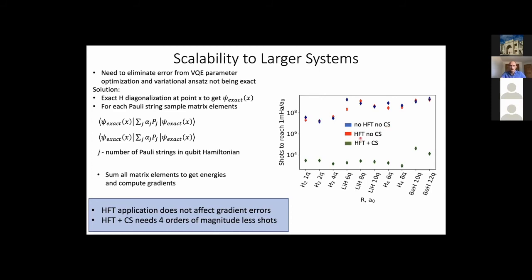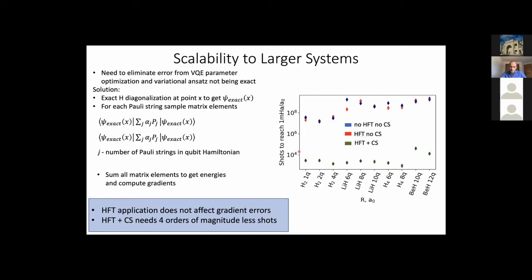The red one is where we apply the Hellmann-Feynman theorem, but no correlated sampling, and the green one is when we apply the correlated sampling technique. And these are the number of shots to reach 1 millihartree per Bohr accuracy. As you can see, there is no difference between the brute force and Hellmann-Feynman approaches in terms of shots required to reach this accuracy. We just reduce the number of calculations we need to do because we don't re-optimize the wave function at displaced geometries when we use Hellmann-Feynman.